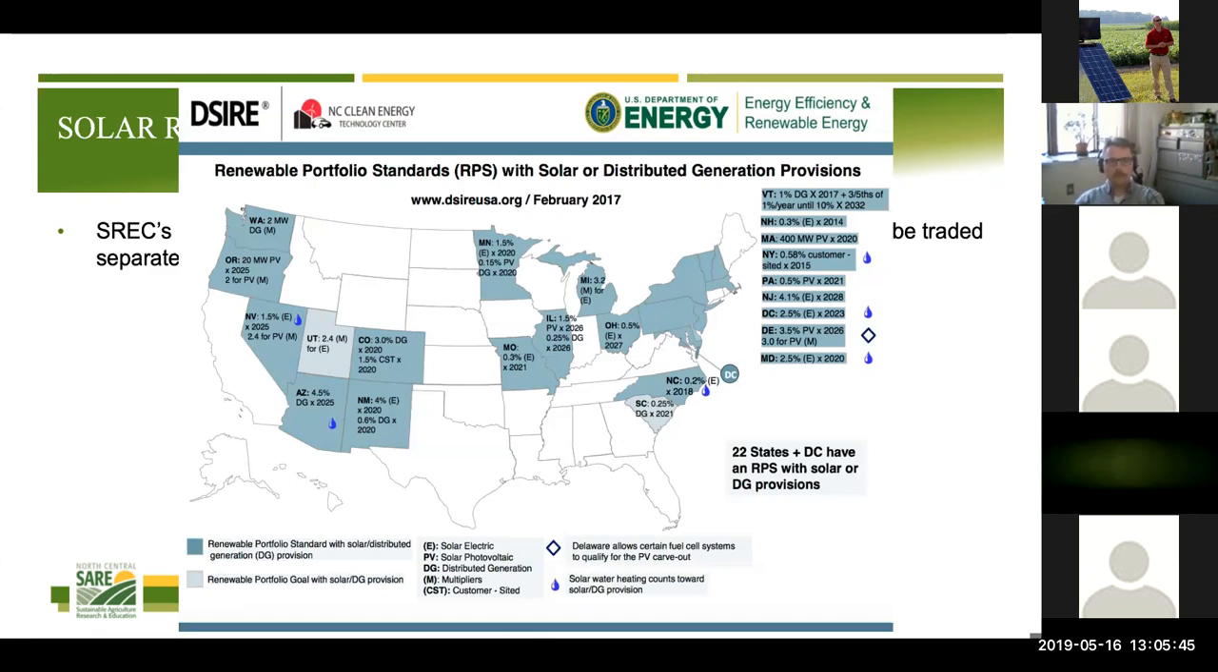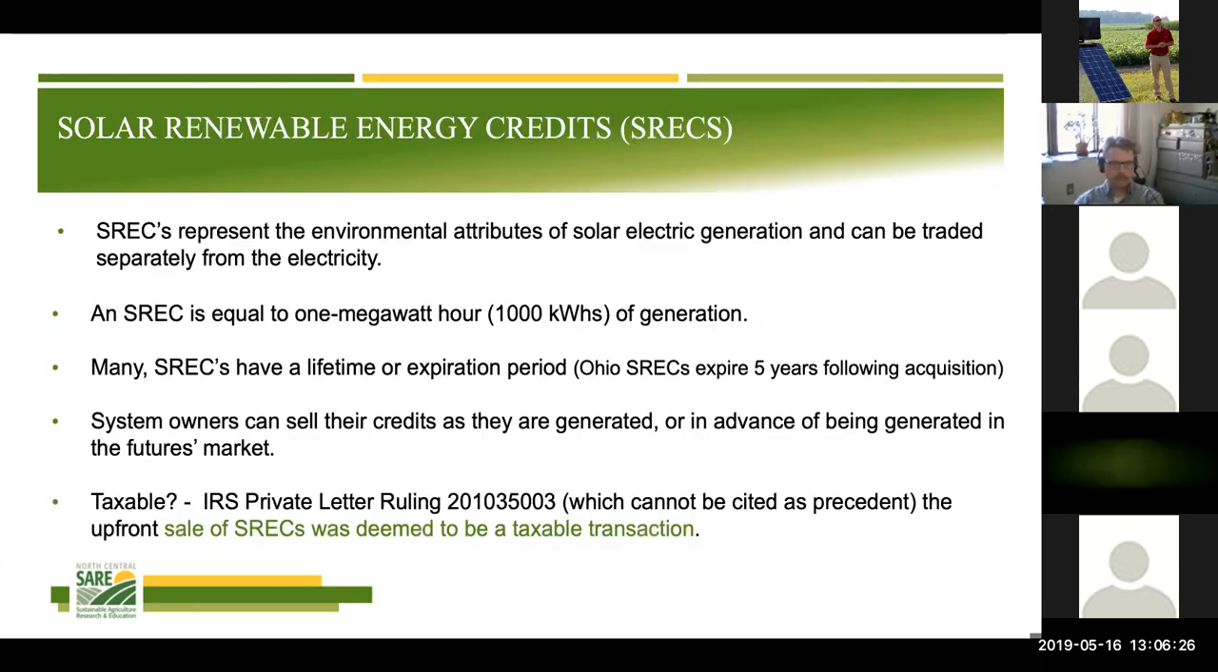This is a map showing the same thing. These are still states that have renewable portfolio standards. What's different is that these states have specific carve-outs for distributed generation provisions. That's important because that's really what we're talking about with this entire series: distributed systems that are behind the meter, invested in and owned by businesses, farms and homes, to offset the electricity needs of their site. So there are some additional policy drivers in these specific states as they relate to distributed generation systems.